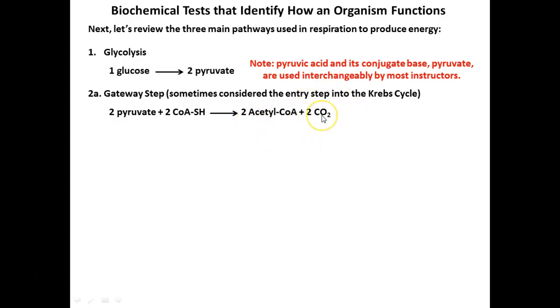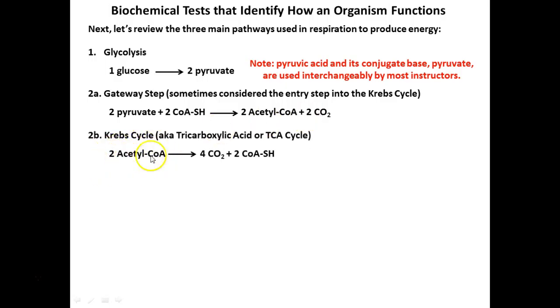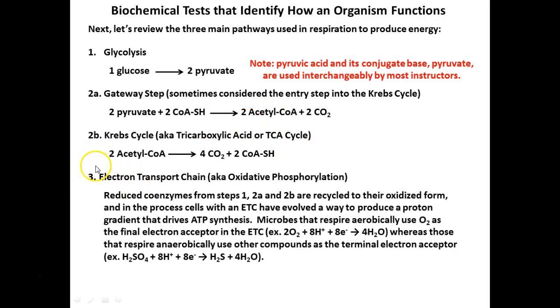In that process, notice carbon dioxide is given off as a byproduct. So then the acetyl-CoAs enter into the Krebs cycle. In the Krebs cycle, we again get rid of carbon in the form of carbon dioxide. And then the electron carriers carry the electrons to the electron transport chain, which is embedded in the membrane. It reduces the coenzymes from step 1, the gateway step, and the Krebs cycle. All of this is going to the electron transport chain.